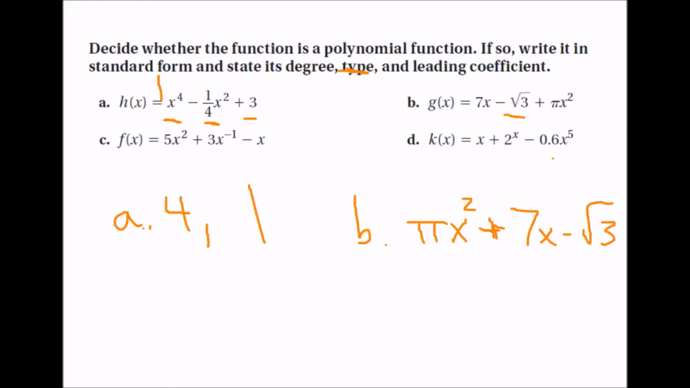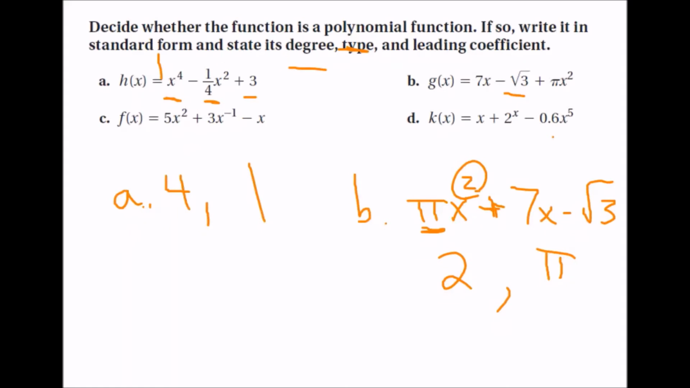The degree is 2. Degree is, once again, the highest degree, and that's a 2. And the leading coefficient is going to be pi. That's the coefficient in front of the leading term.